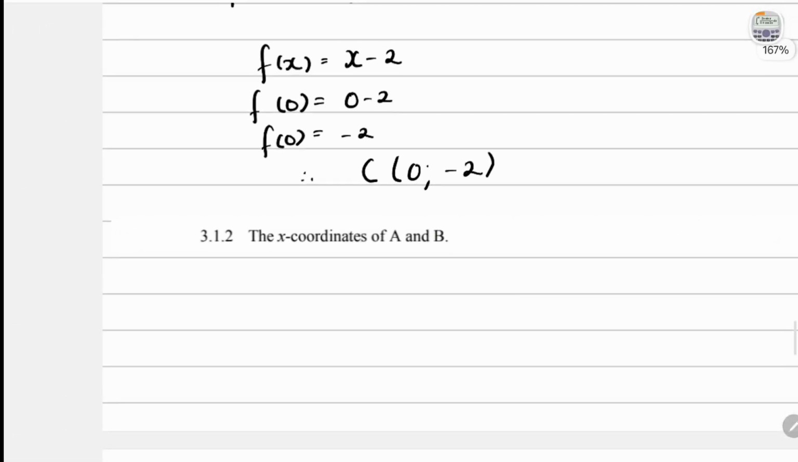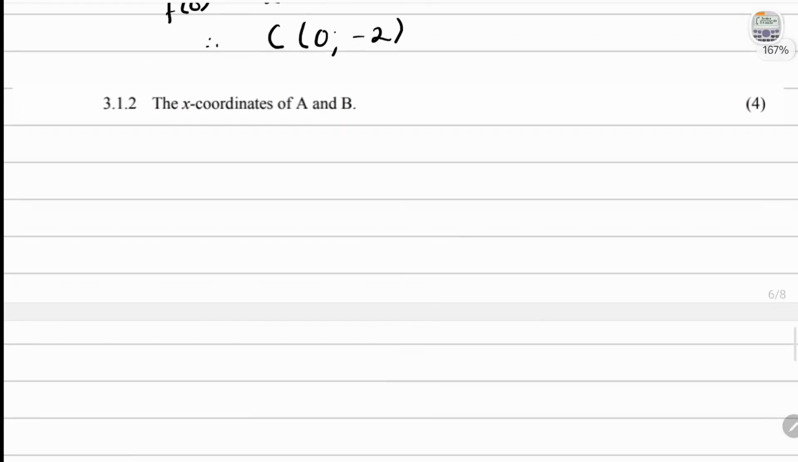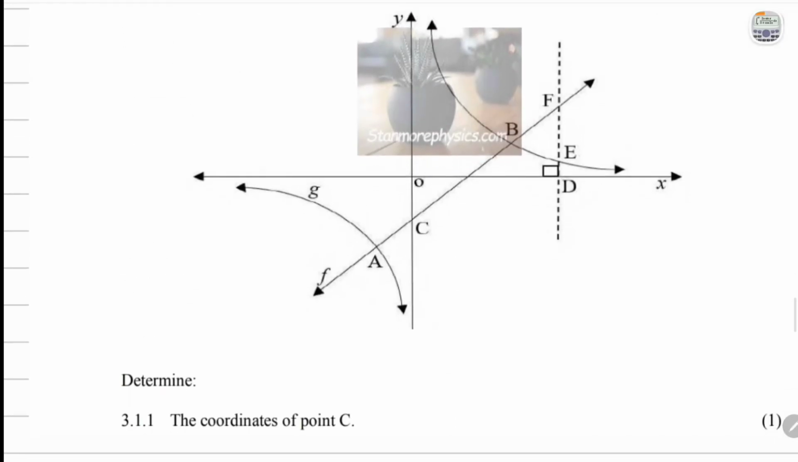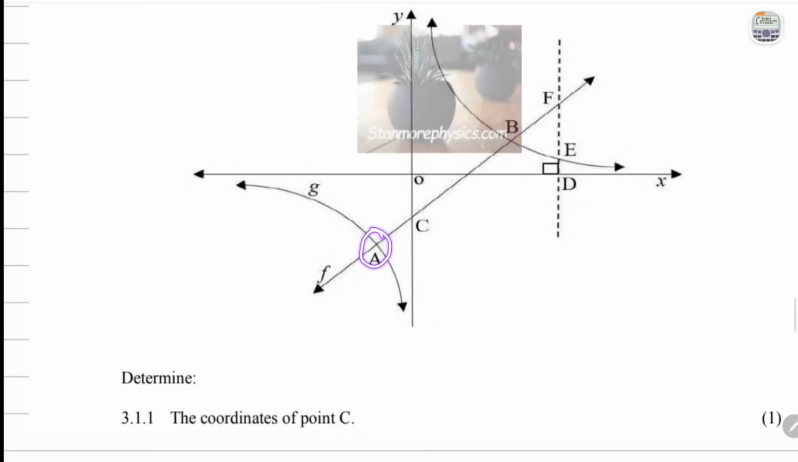The next question, 3.1.2, says we have to determine the coordinates of A and B. So just look for A and B, understand what exactly are those points, and we'll be able to find those coordinates. So A is over here and B is over here. What do you notice about these points? They are the points of intersection between the graph of f and the graph of g. Those are where those points intersect.